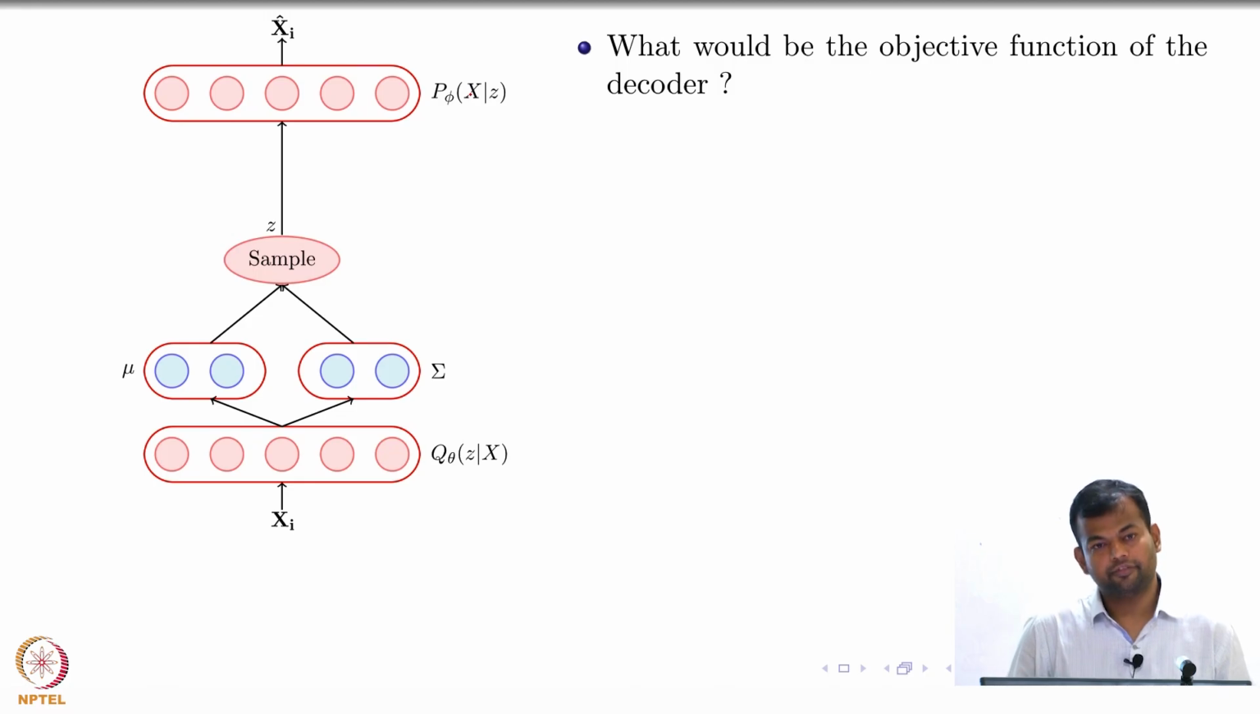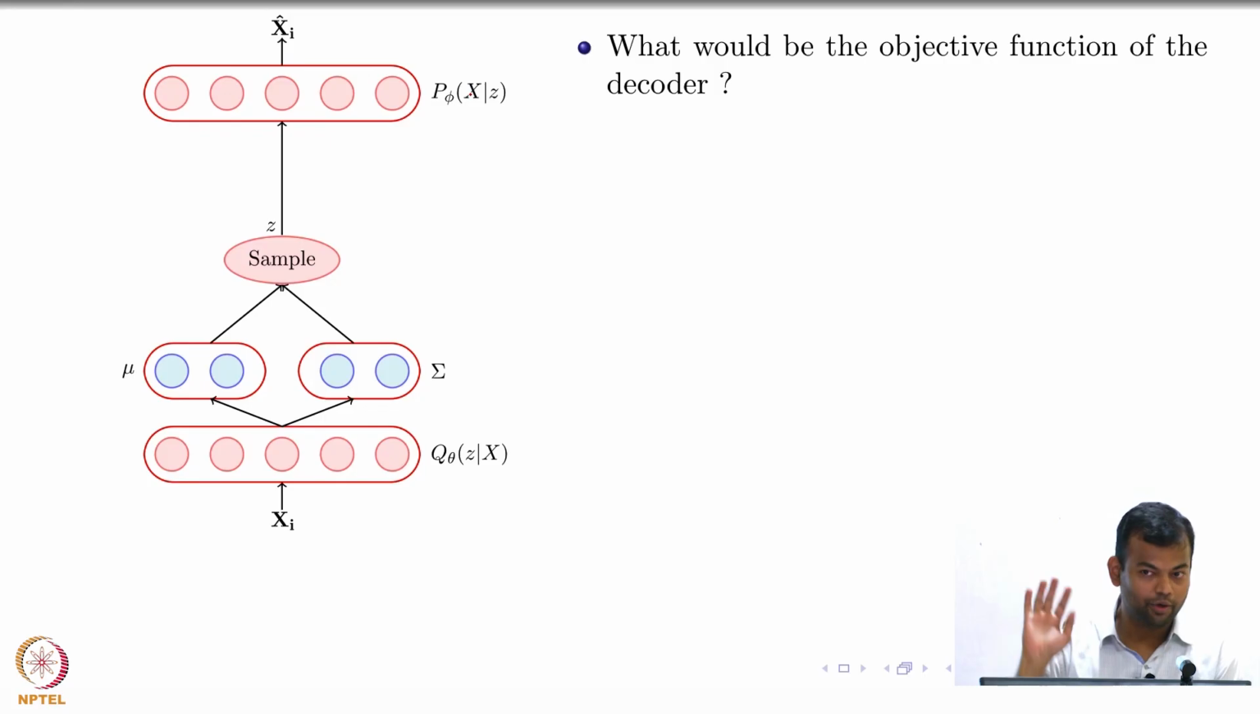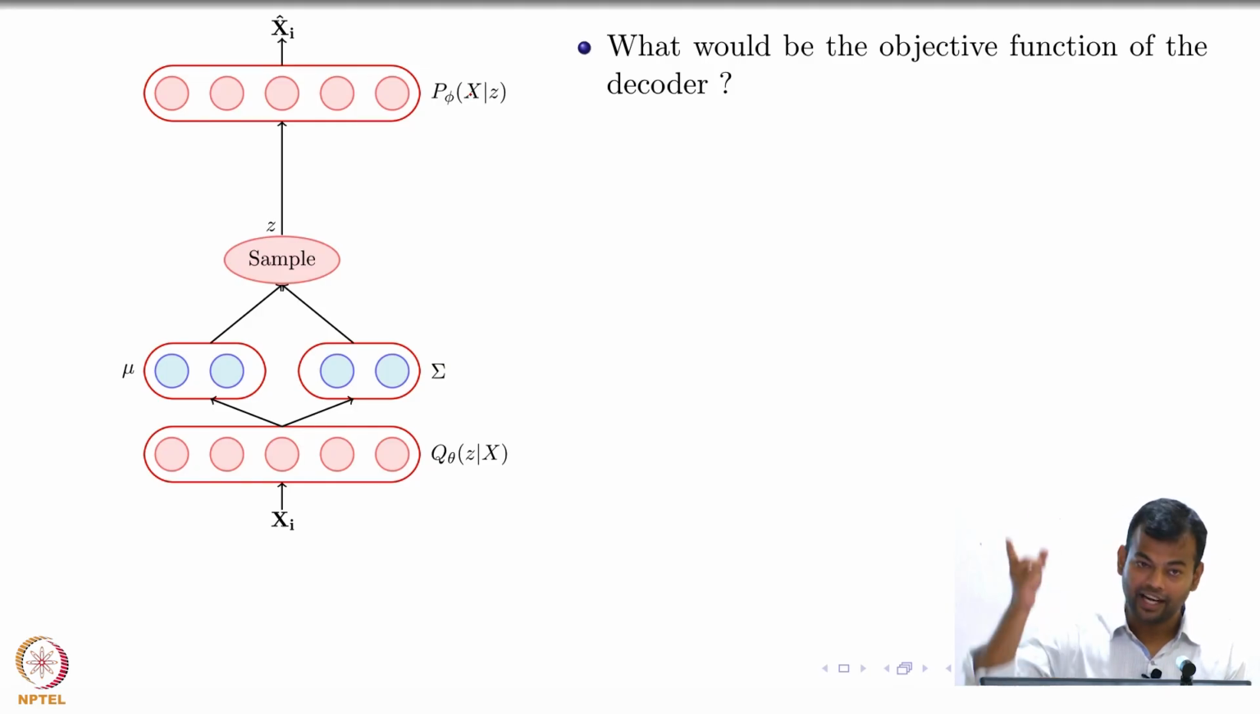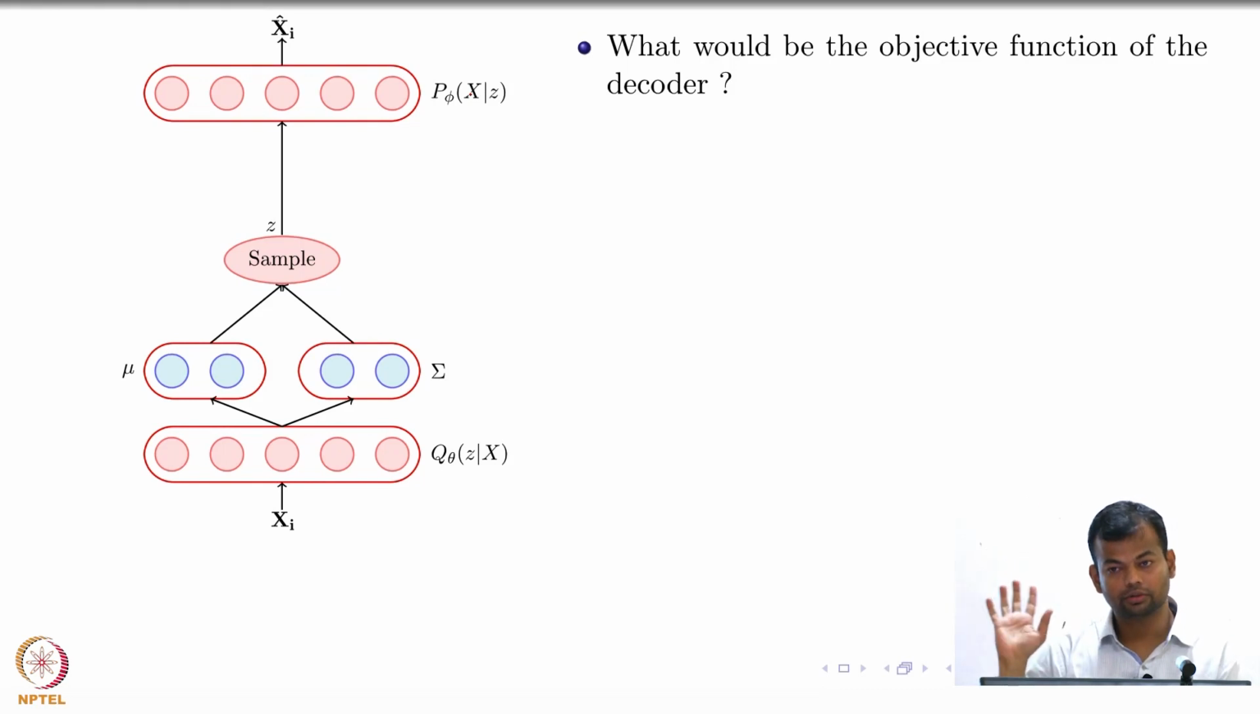So what would be the objective function of the decoder? What should we maximize? What is the decoder trying to learn? A probability distribution, P of x given z. What did I give you as the super input? X. So what should the decoder better do? Maximize, remember the recipe, maximize the log likelihood of the input that I gave you, right?